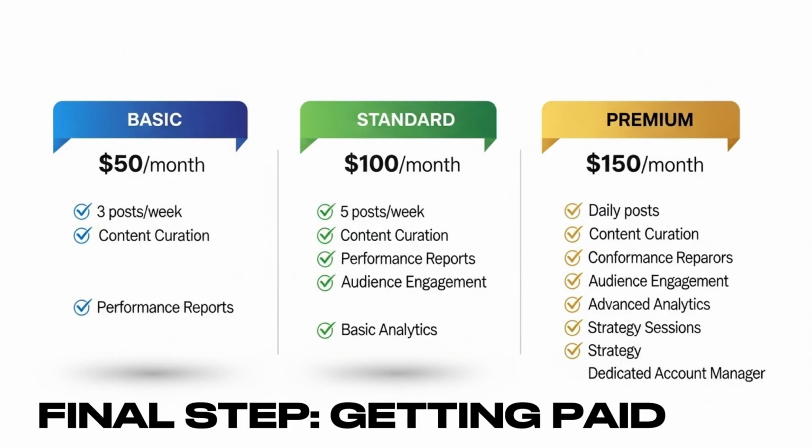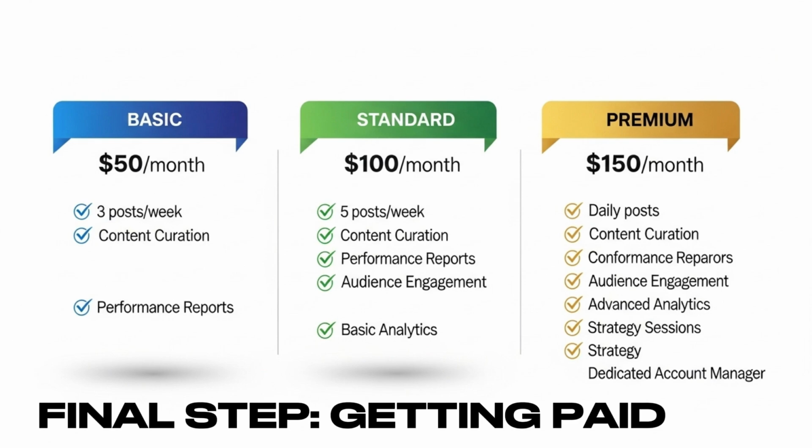Basic package, $50 a month. 3 posts per week, captions and hashtags included, scheduled in advance. Standard package, $100 a month. 5 posts per week, captions, hashtags, and engagement replies to comments. Premium package, $150 a month. Daily posts, captions, hashtags, engagement, and monthly performance reports.